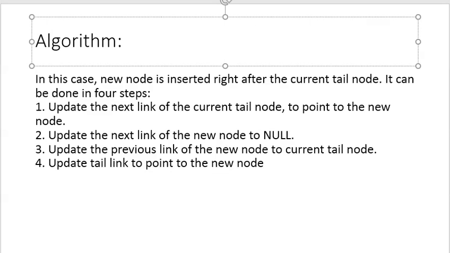So if you want to insert right after the current tail node, where one node is already created, you have to create another node. For this you have to update the next link of the current tail node to point to the new node, update the next link of the new node to null, because there will be no node after that, so it will be pointing to null. Update the previous link of the new node to the current tail node, and update the tail link to point to the new node.